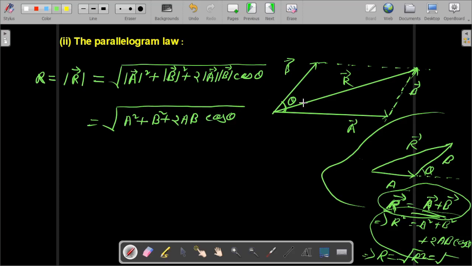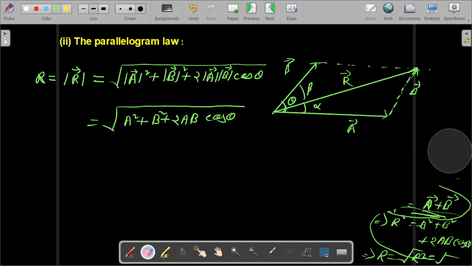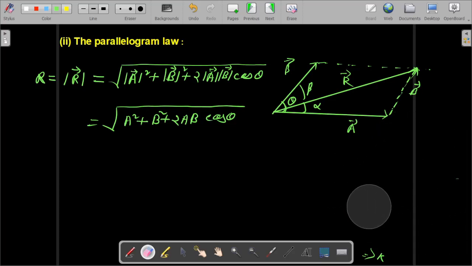Now suppose the resultant vector is making one angle with the vector A. That is alpha, and suppose this is beta. You can say that the resultant vector R is in the direction of alpha degrees with the vector A. How do you get that angle?